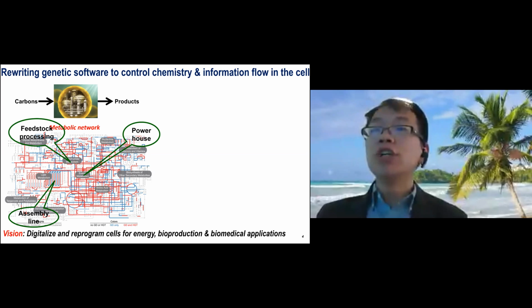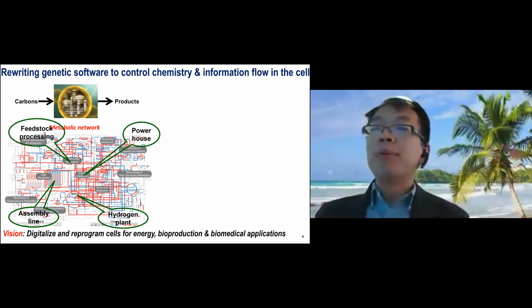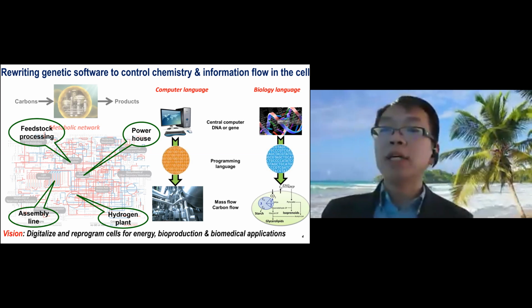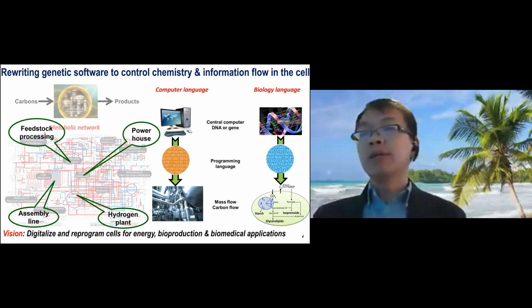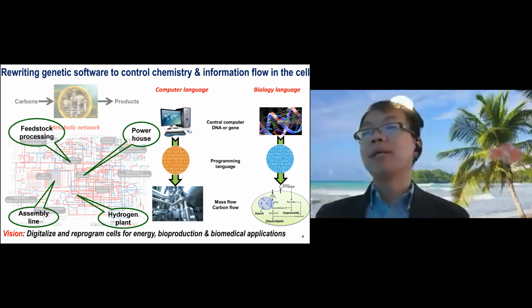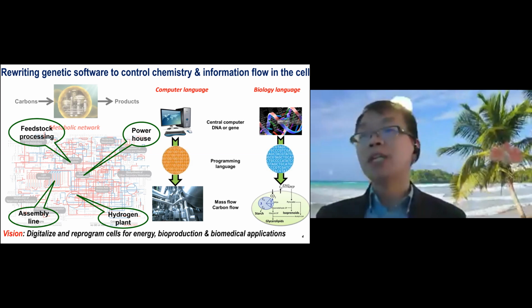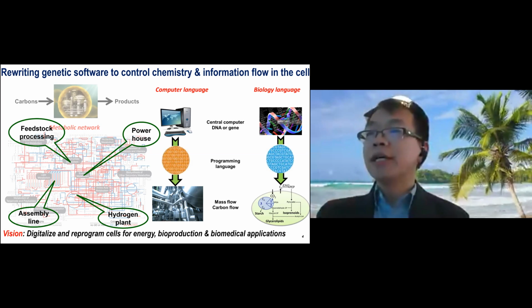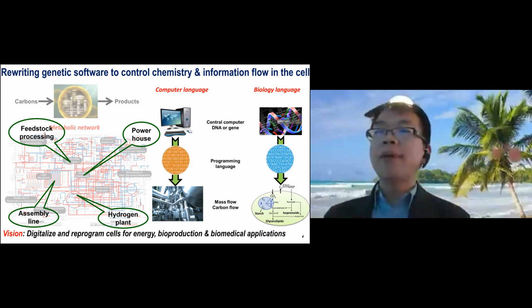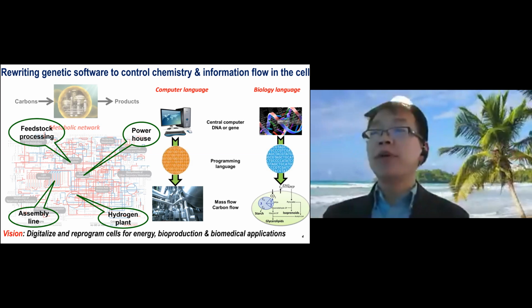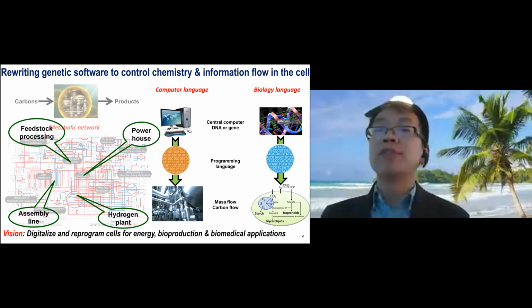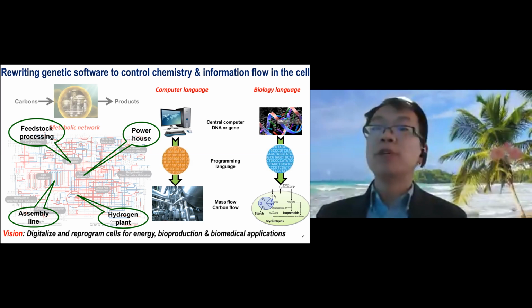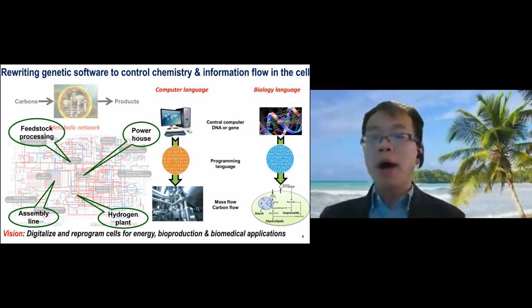The DNA, or the genome, is basically a blueprint for biological activity. A chemical engineer can write machine language, can use a central computer. We can just code with C++ language, maybe Visual Basic or Python. We can control the mass flow and the energy flow in the chemical plant. But in biology, a synthetic biologist instead rewrites the genetic software, ATGC. We can control the mass flow and information flow in a living organism. By doing so, we can digitalize and reprogram cells for energy, bioproduction, and biomedical applications.